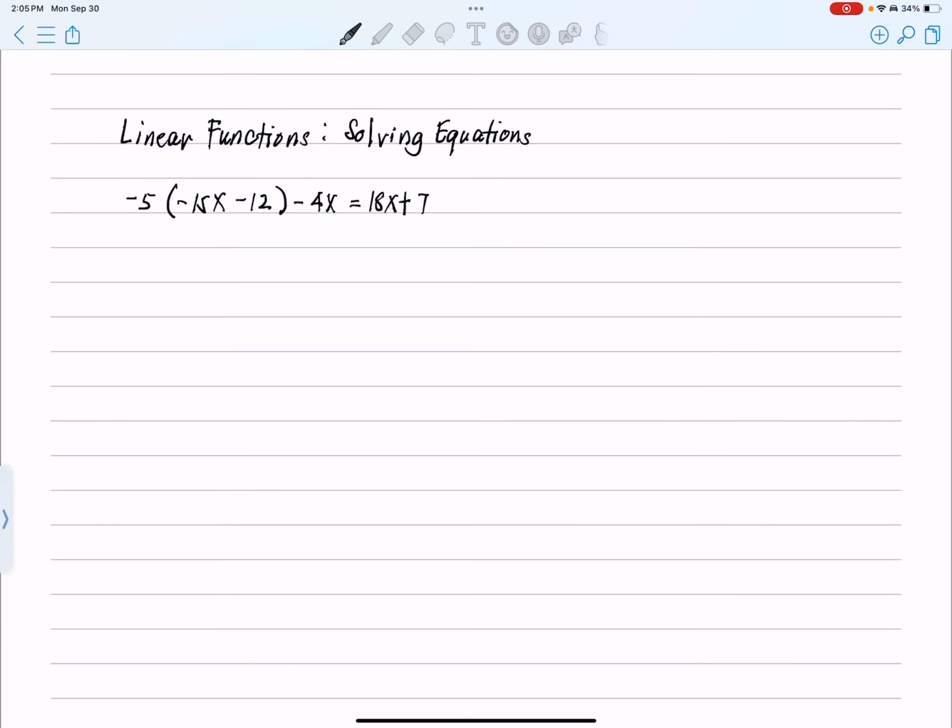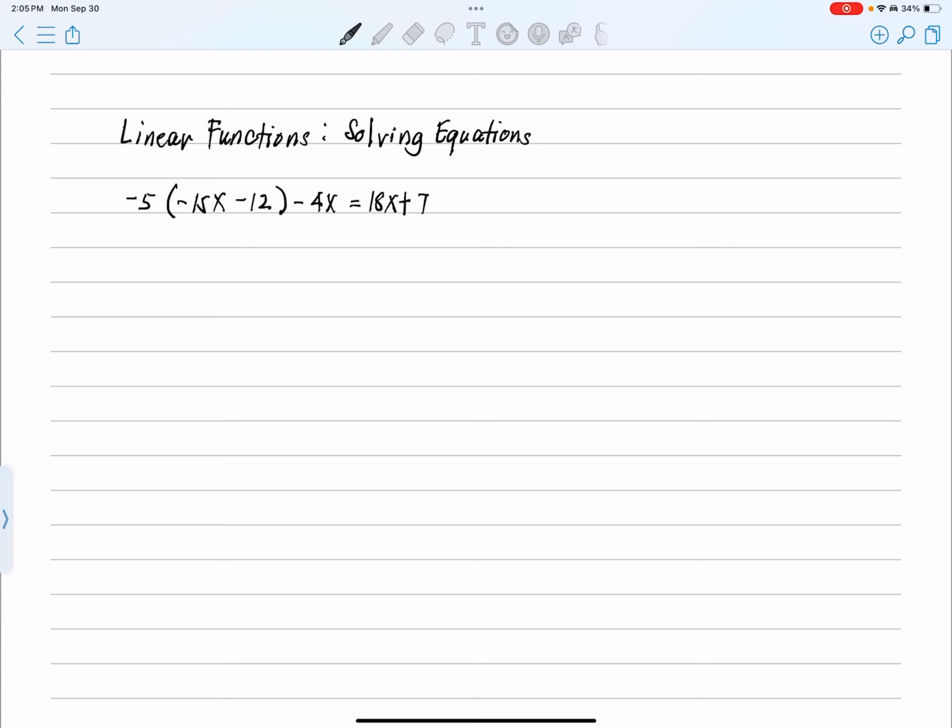Welcome to Matematika. Today we're still going to do linear functions, but by solving equations. The equation that we have here is negative 5 times the quantity of negative 15x minus 12 minus 4x equals 18x plus 7. I'm going to show you a detailed solution so that, since this is a review, you can really understand how you're going to simplify an equation like this.